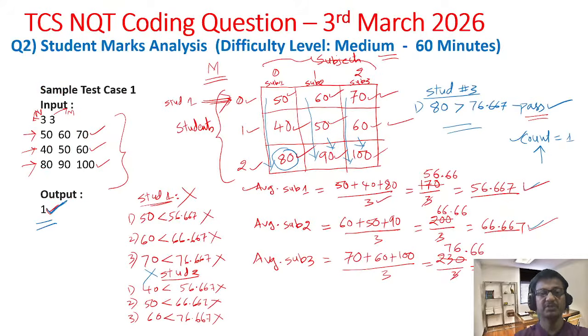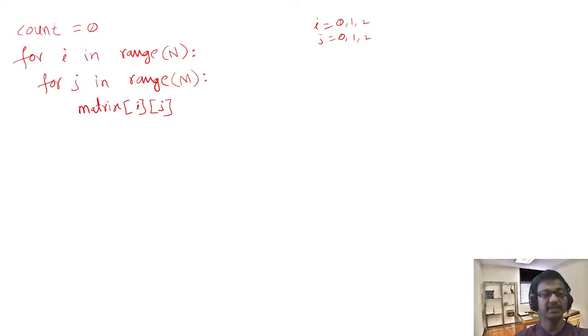Matrix of ij gives the first mark here, 0 0. So 0 0 means 50. Now you compare whether 50 is greater than 56.667. If it is greater, then we declare it as pass, and we don't process the remaining subjects' marks. Okay, so that is what we do here. We'll increment the count value. So we will check here.